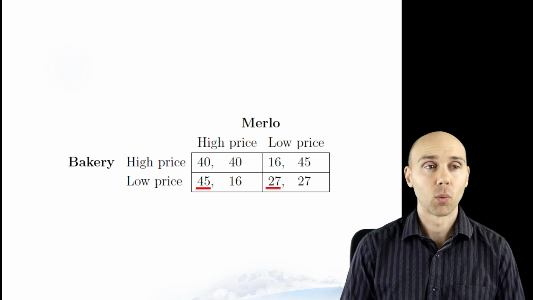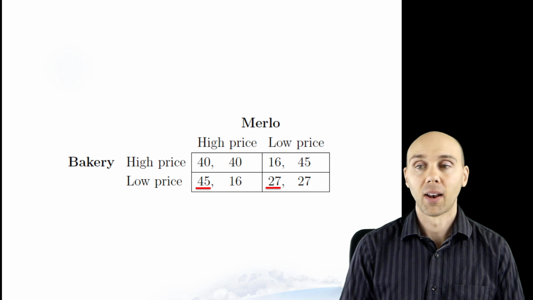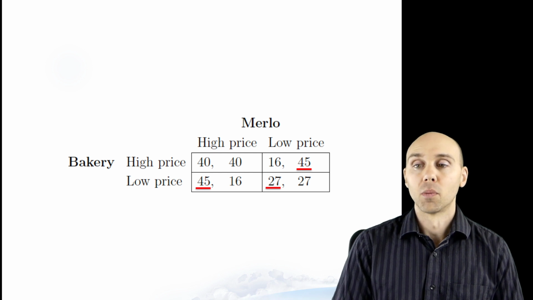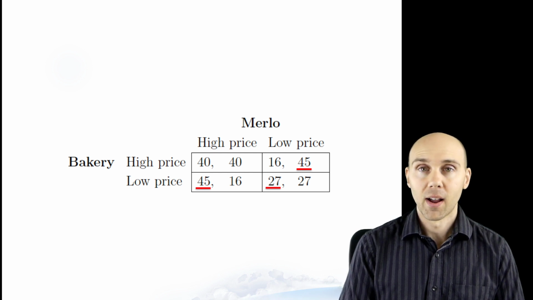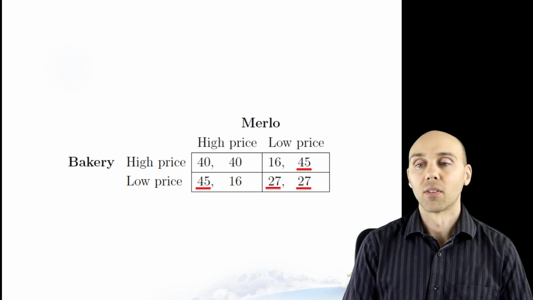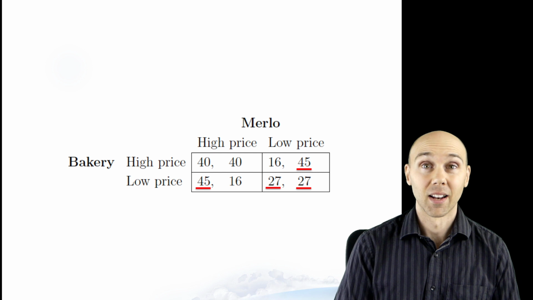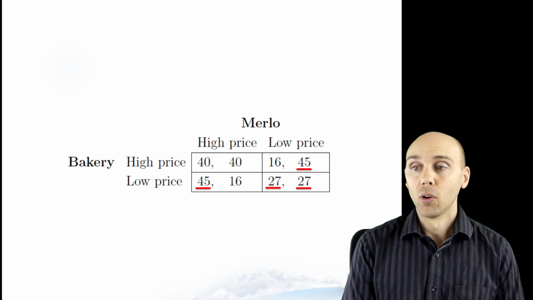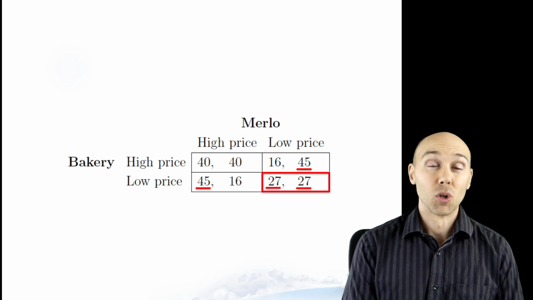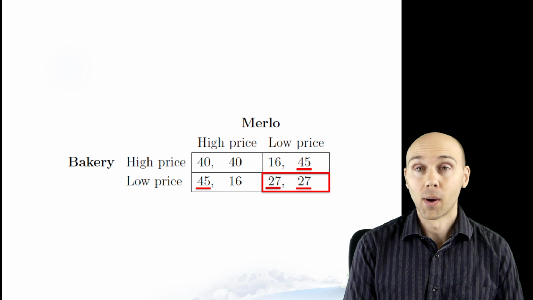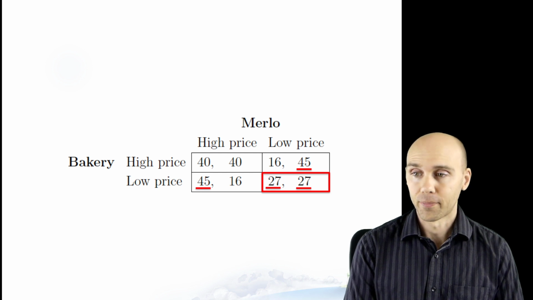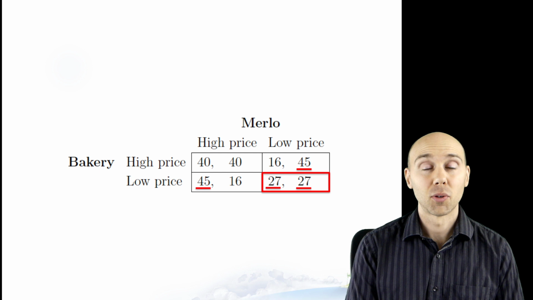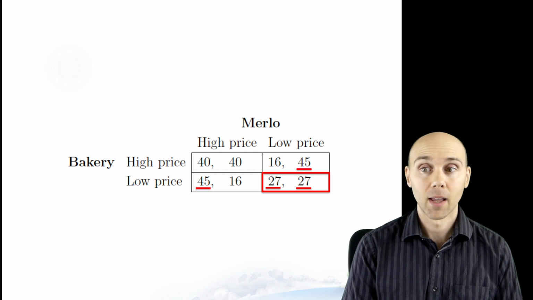Now the game is symmetric, which means we could just fill out the symmetric lines for Merlot, or we could go through it systematically. So what should Merlot do if the bakery sets a high price? The answer is set a low price. What should Merlot do if the bakery sets a low price? The answer is set a low price. And then we look for any cell where we have two underlined payoffs, and there's only one, low price, low price. So what have we got here to identify the sort of game where this happens?